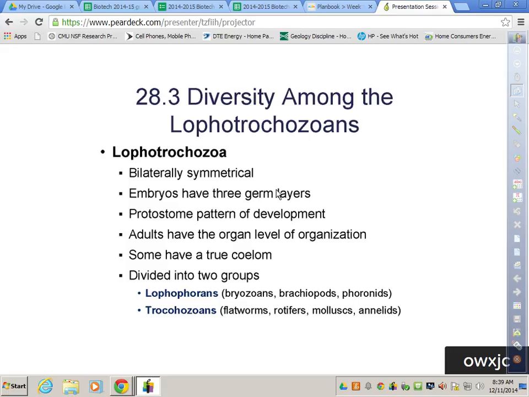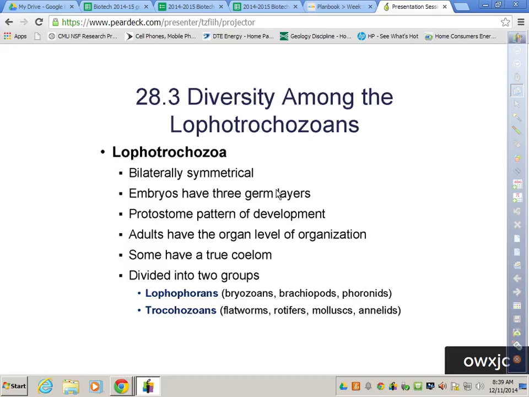Okay. All right. So these are bilaterally symmetrical. Let's clean that table off, and we'll try it again in a little bit. The embryos have 3 germ layers. Gosh, that's starting to sound more complex, right?